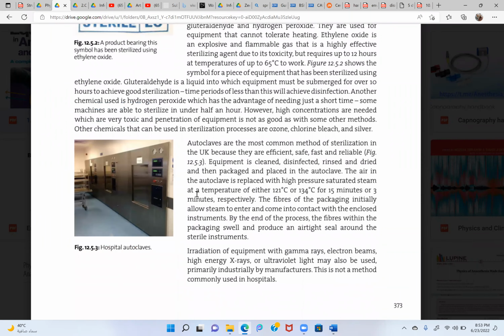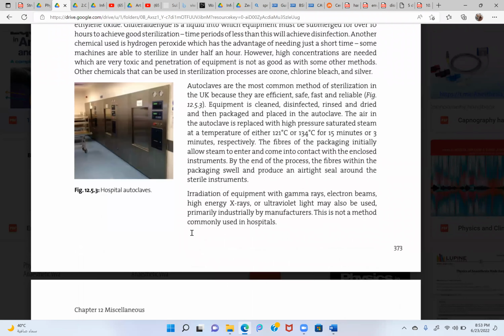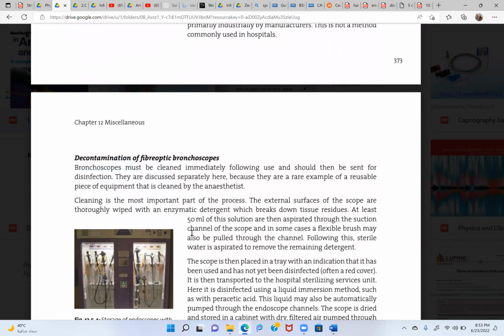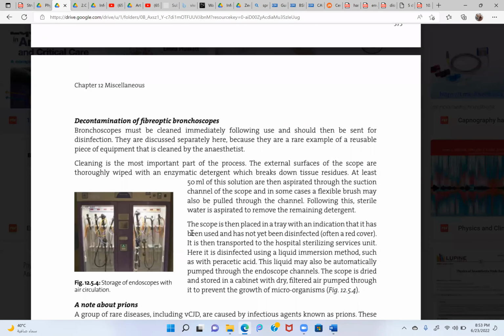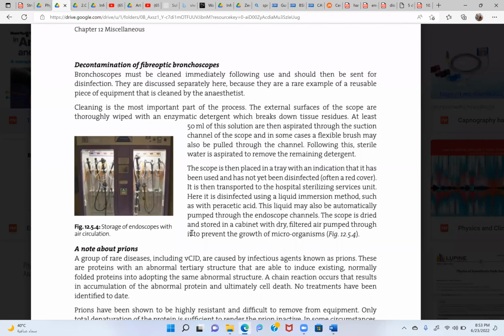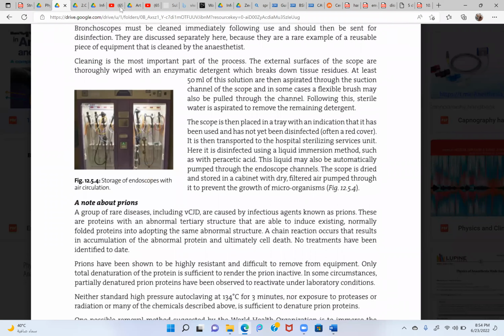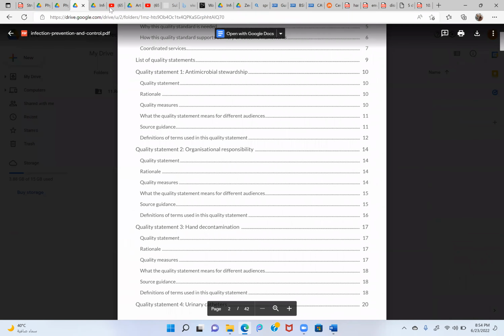This steam sterilization is being done in autoclaves. Okay, they have written here about the decontamination process. So we will just have a look at this.